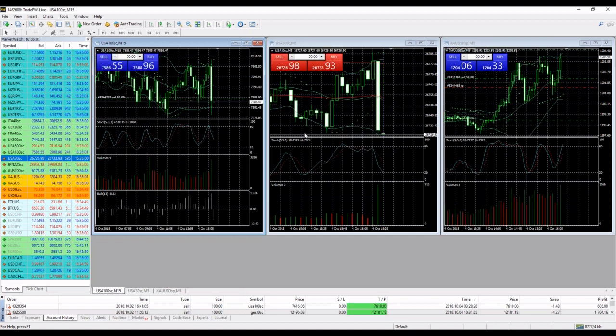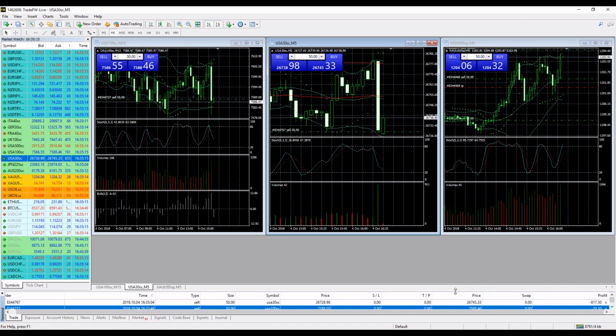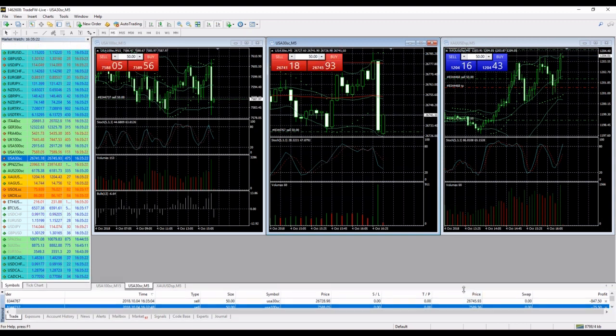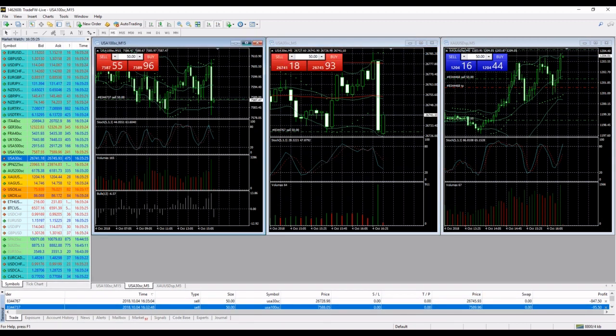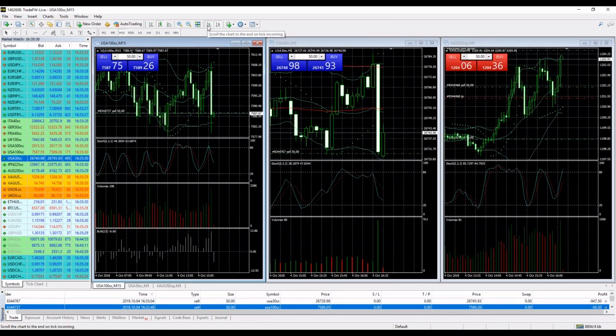Okay, guys, I'm going again short on USA 30. I just shorted again USA 30. Now there is a small pullback. USA 100 has also a pullback. Let me see. There we go. We'll be okay, guys. We will get there.